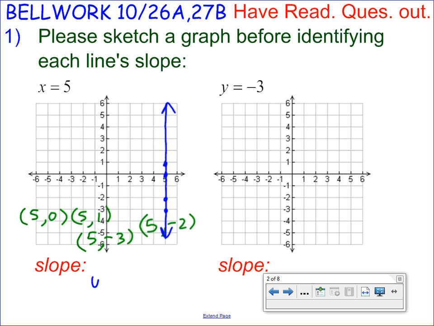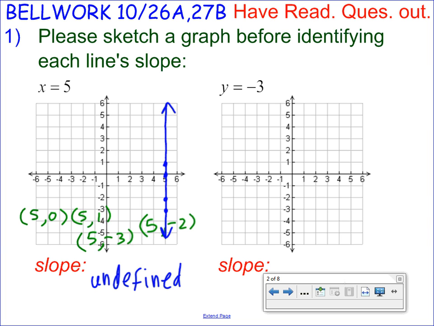Undefined. The slope of a vertical line is undefined. Its equation isn't undefined. Its equation is x equals 5. It connects all the points that share the same x coordinate, and that x coordinate is 5. But its slope is undefined, right? We can't measure how much a vertical line rises or falls as you move along it from left to right, because you can't move along a vertical line from left to right.